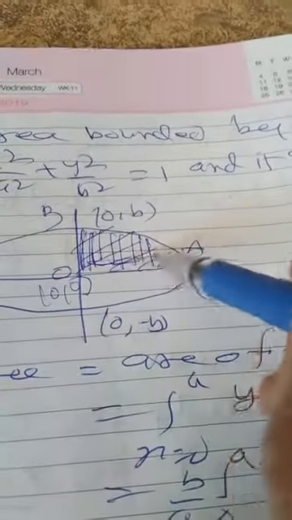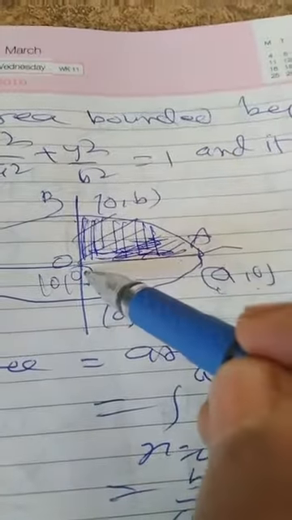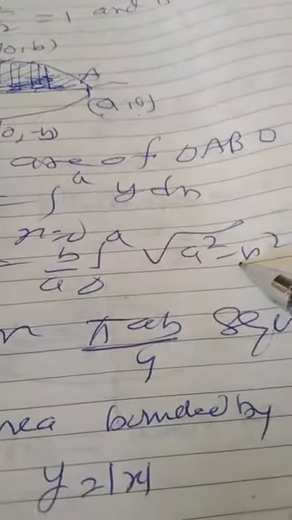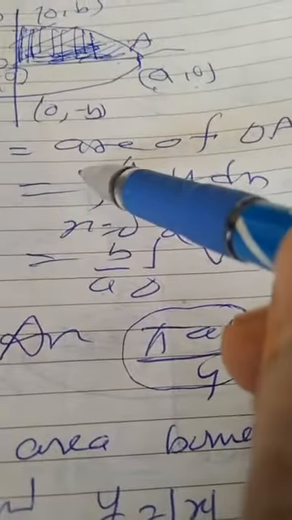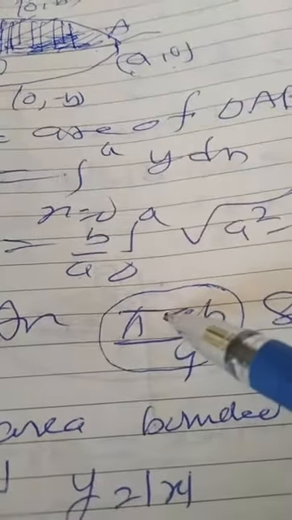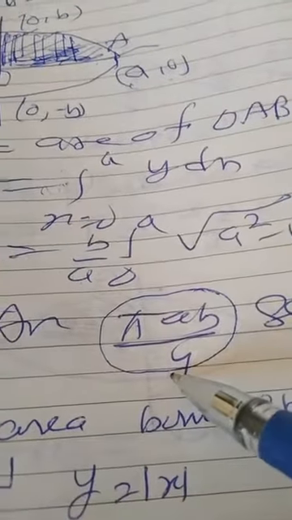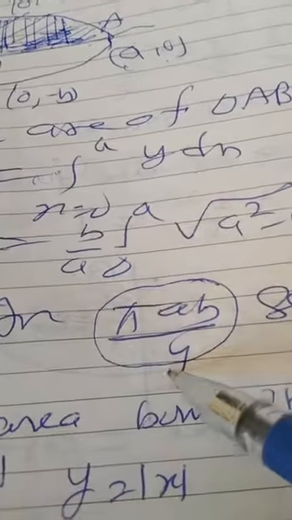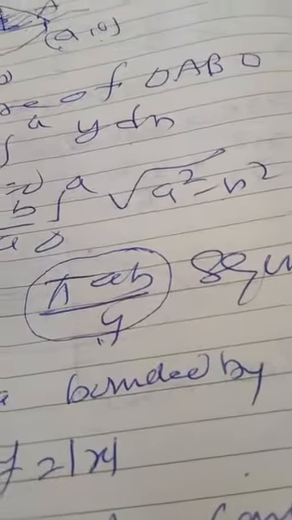Quadrant is only one part of the whole ellipse. So the required area is OABO. The required area is the integral from 0 to a of y dx, where y is the same, b by root a square minus x square. So we get the answer pi AB by 4, because if we multiply by 4 we get pi AB, and if we multiply by 2 we get pi AB by 2, but since we don't multiply by any quantity, we get the area pi AB by 4. The procedure is the same: integrate them, put upper and lower limit.